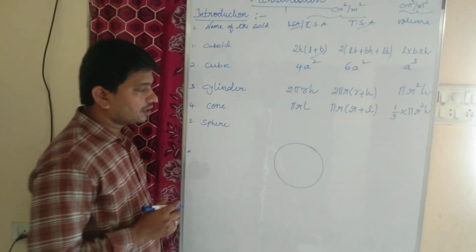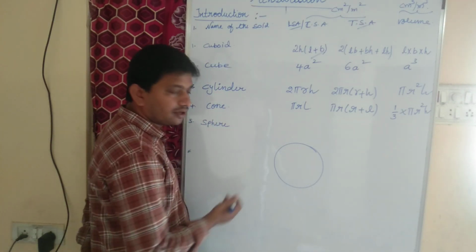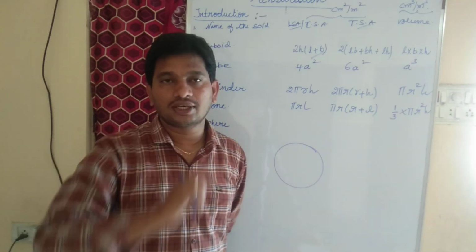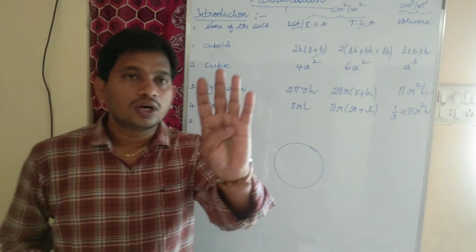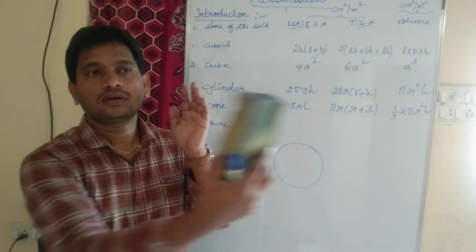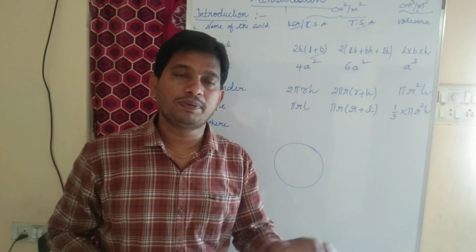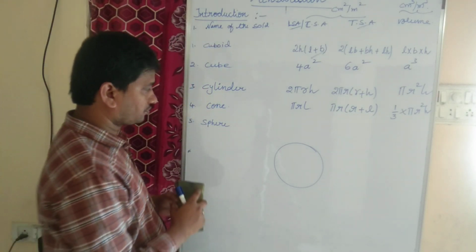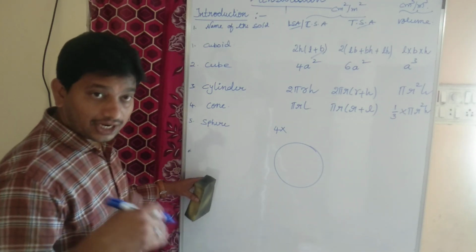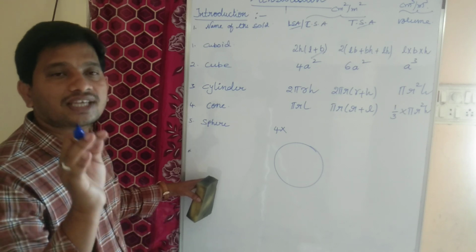If we cover all the faces with a thread, we need 4 circles to cover the whole sphere, children: front, back, left and right. Right? So that's why lateral surface area and total surface area of sphere both are the same. There is no lateral surface area. We call it surface area.